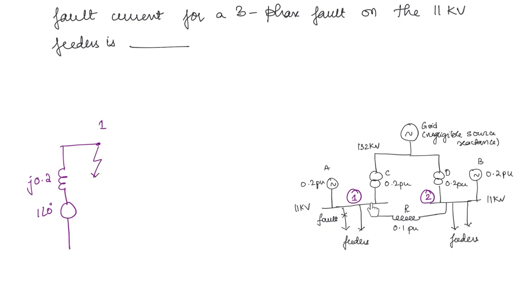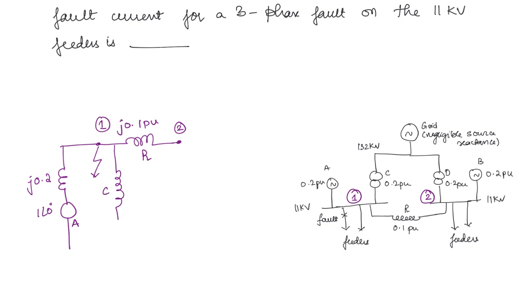Next we will consider this reactor. This reactor of 0.1 per unit is connected between nodes 1 and 2. So we can draw one reactor here and name the other end as node 2. This is J 0.1 per unit. This is R. Next, you can take the transformer. Node 1 will be complete once we draw the transformer.